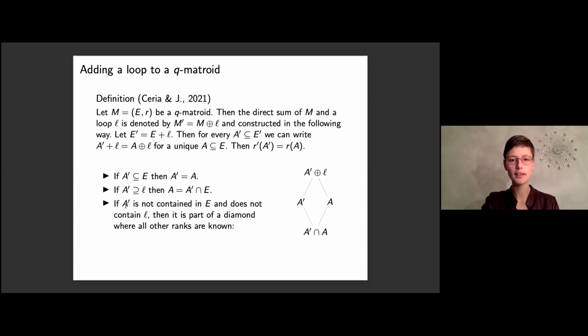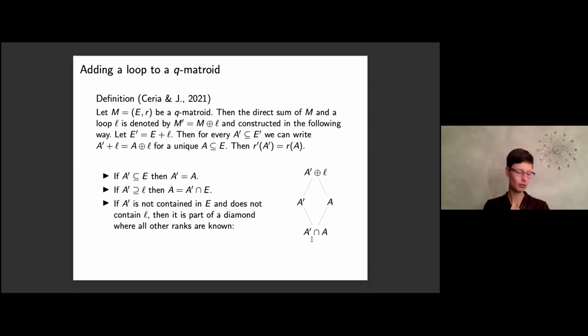So what we have now is that my space, of which I don't know the rank yet, is contained in a diamond where for all the other three things I know the rank. Then semi-modularity, or actually not just semi-modularity but this coloring, will help me determine what the rank is. So that means I can add a loop to a q-matroid. And if I do this multiple times, I can add a whole space of loops.